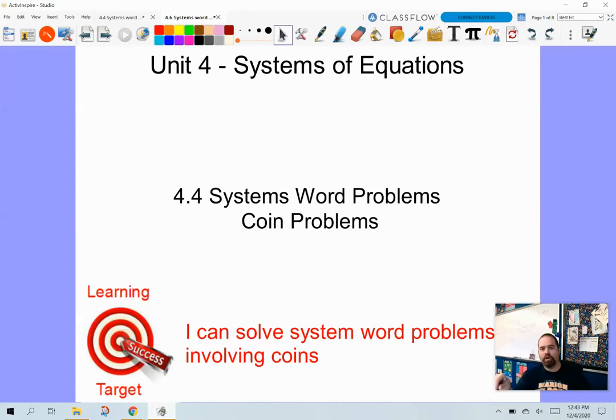Absolute favorite type of word problem right here. I know I've said more than once that I really like solving systems. I don't know why. It's just something that I've always enjoyed. These are my favorite kind of word problems too.